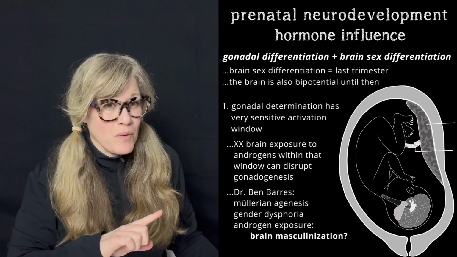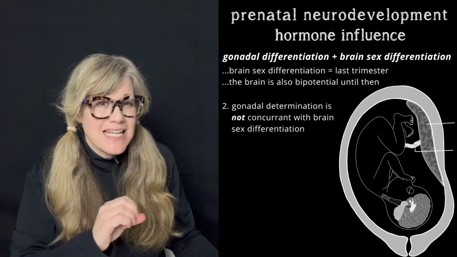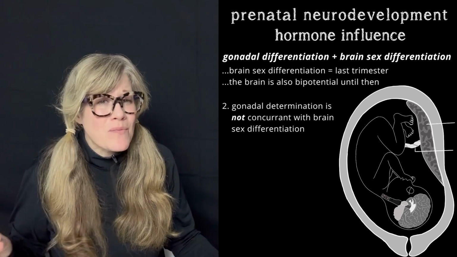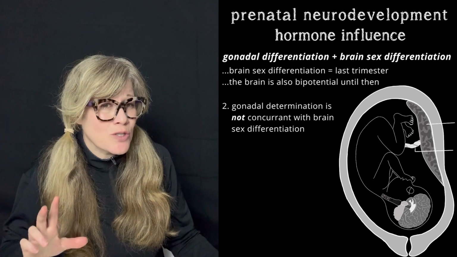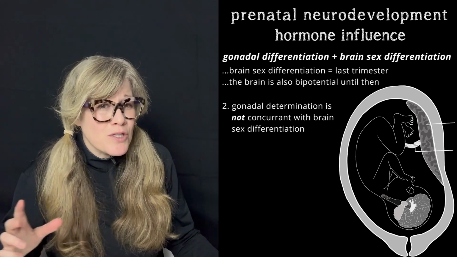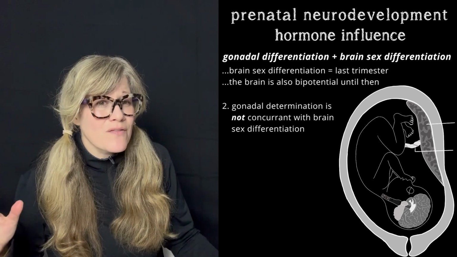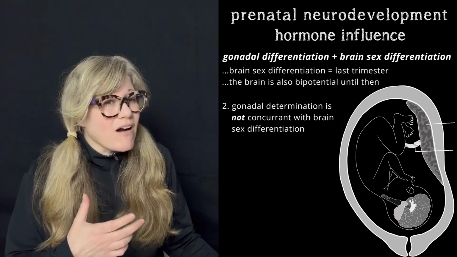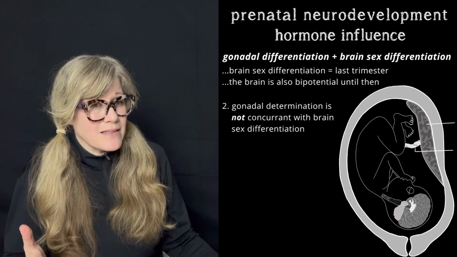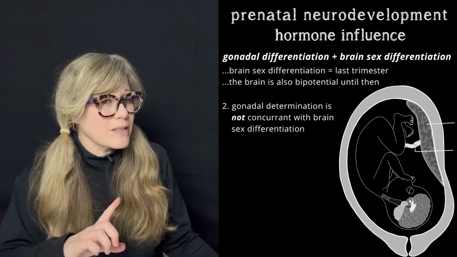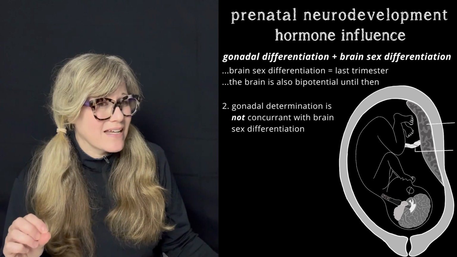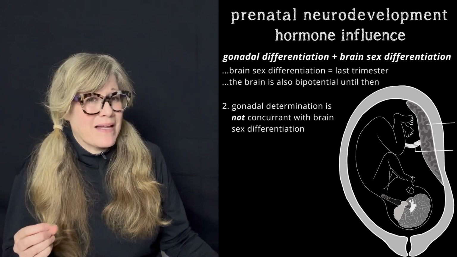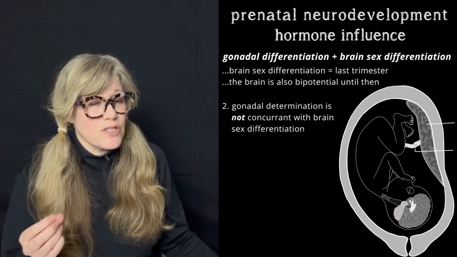The second distinction I want to emphasize is that gonadal determination is not concurrent with brain masculinization or feminization. There are many weeks and a lot of brain development separating these two processes, meaning any disruption to neurodevelopment in between those events could affect the process of brain masculinization or feminization in the last trimester. There are some theories that suggest disruption to brain masculinization or feminization may be correlated with gender dysphoria and or gender fluidity. This is difficult to disentangle until we have a better understanding of the mechanisms of brain masculinization and feminization, as well as gender dysphoria.